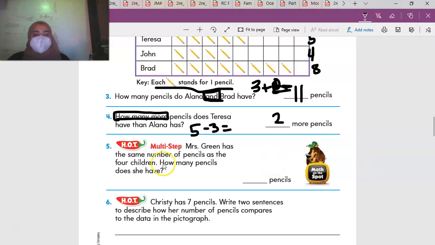All right, number 5. Mrs. Green has the same number of pencils as 4 children. How many pencils does she have? 14.